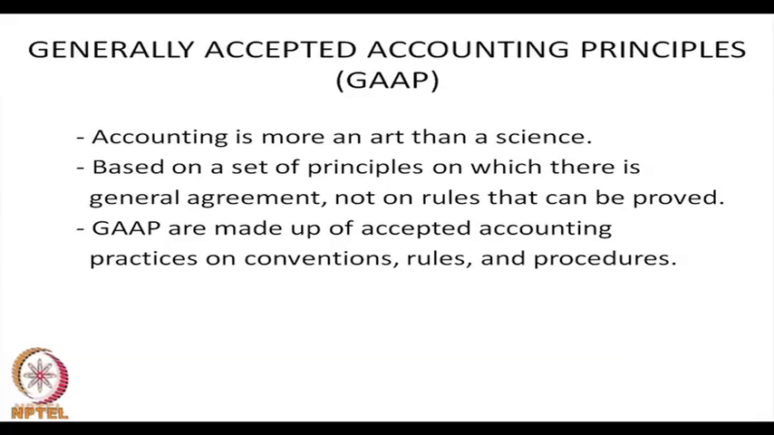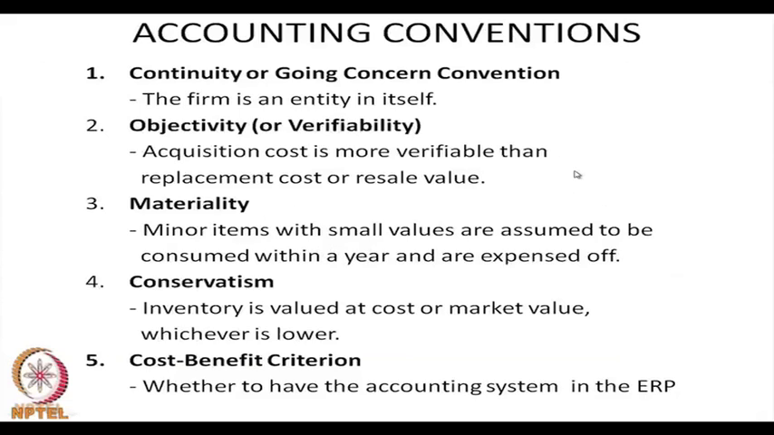These are basically practices, conventions, rules and procedures that are accepted in practice, and generally agreed upon by the whole accounting community. They have not been proved, but they have been seen to give acceptable measurement of the financial condition of an organization. Now, what are these principles? These conventions are the following.